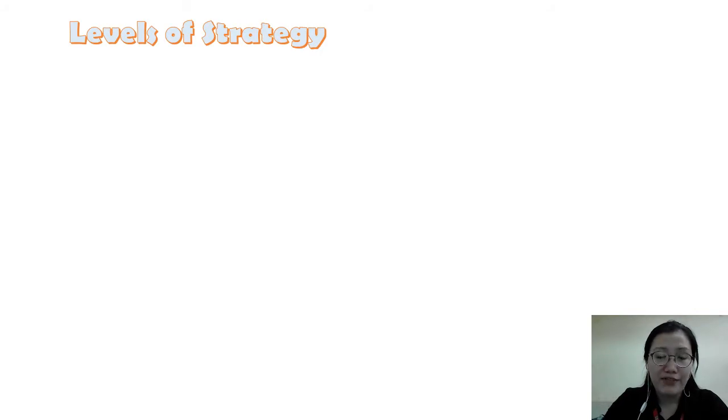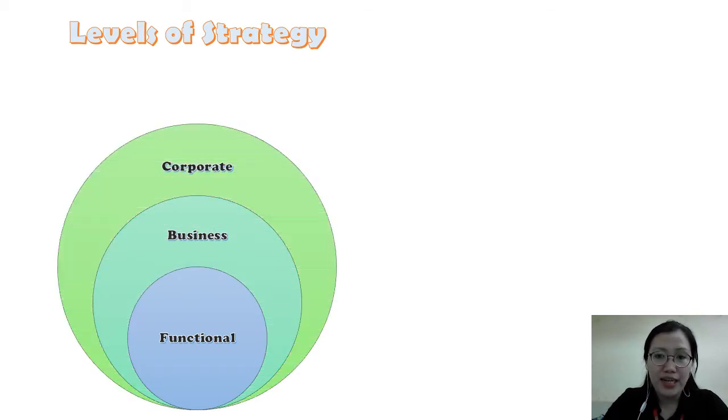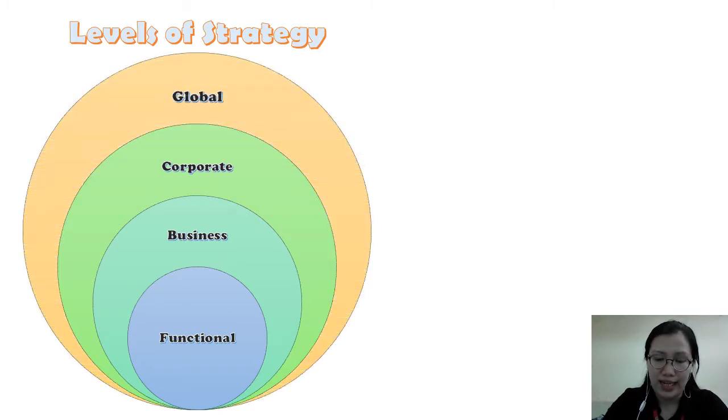The levels of strategy. There are four levels of strategy. First is the functional level strategy. Second is the business level strategy. Third is the corporate level strategy. And lastly is the global strategy.